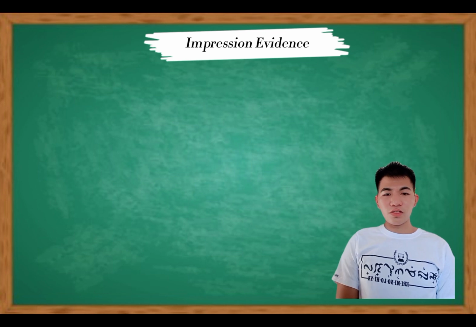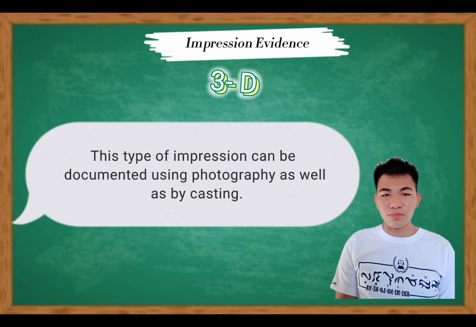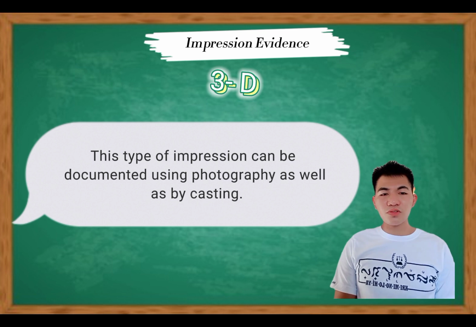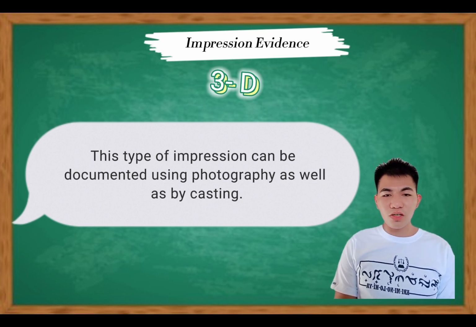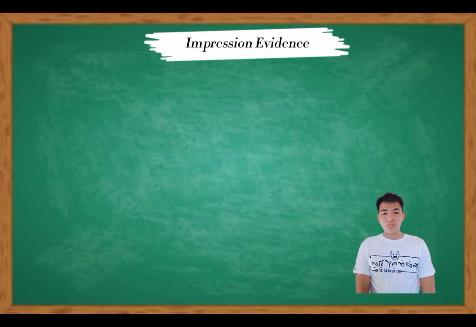The second one is the three-dimensional. This type of impression can be documented using photography as well as by casting, which involves using a dental stone or a similar substance to preserve the dimensional characteristics of the print. Now, we are going to discuss examples of impression evidence.